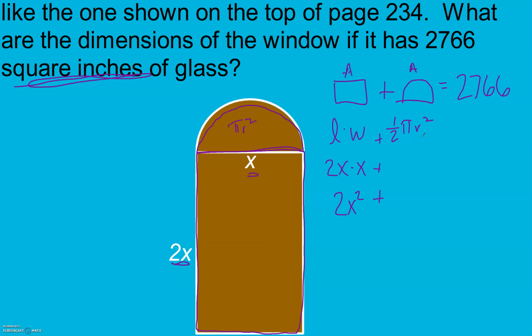Now, my radius, we don't know, but we can figure it out. Keep in mind, right now I have a diameter, and a radius is half of a diameter. It's halfway across. So if the entire way across is x, then each of my radii here are x divided by 2. So my radius is x divided by 2, half of the distance all the way across my circle.